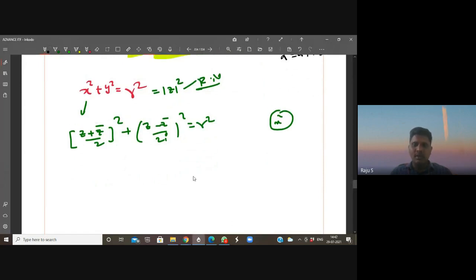Clear? Even the ellipse also. What is the ellipse equation actually? x square by a square plus y square by b square is equal to 1. Same x value, y value you can replace here. Parabola equation: y square is equal to 4ax. Same, you can replace x by (z plus z conjugate) by 2, y by (z minus z conjugate) by 2 iota. That's all.